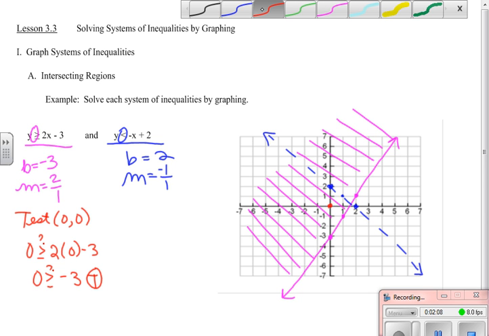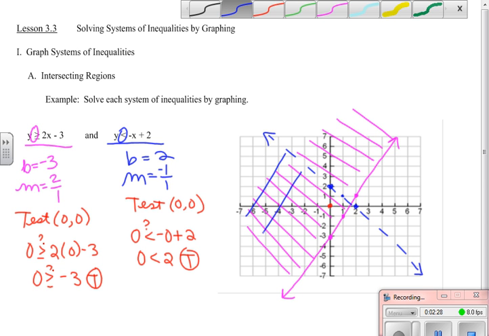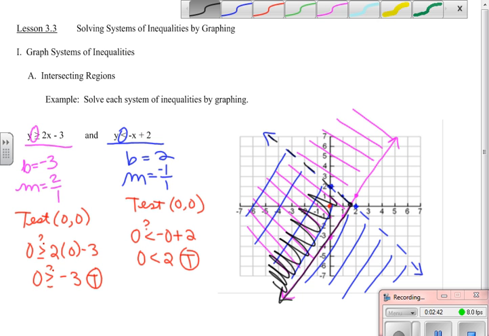I'm going to go ahead and test my point of 0, 0 to see if that makes that inequality true or false. And so I would have 0, is that less than negative 0 plus 2? Is 0 less than 2? That also is true. So I shade this side of my graph. So what my answer is, dashed on this side to right here, then solid, and it's all of this overlapping region. And this graph represents my answer solution set.